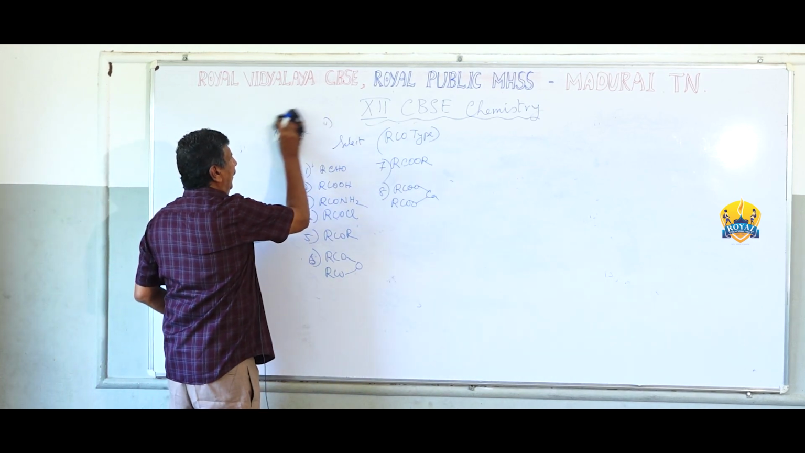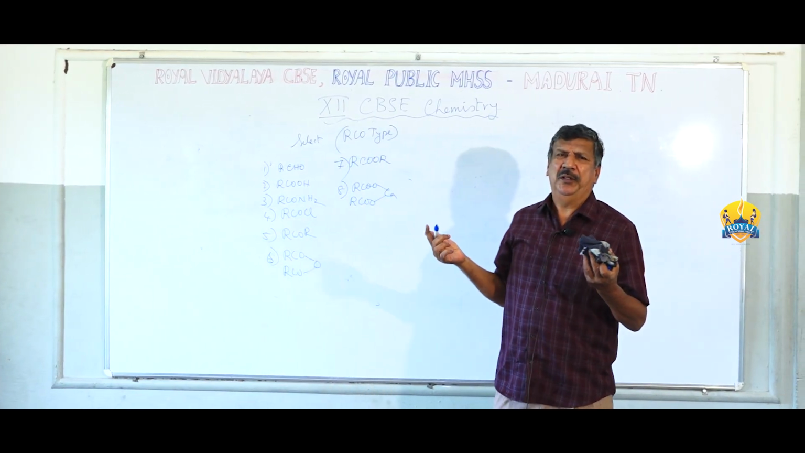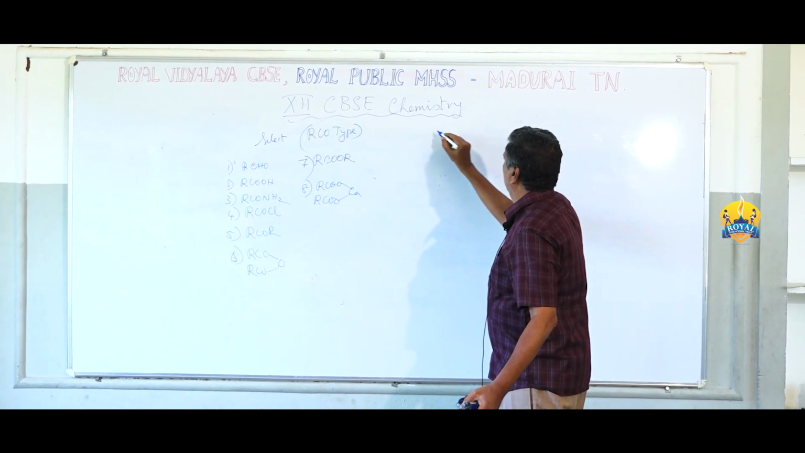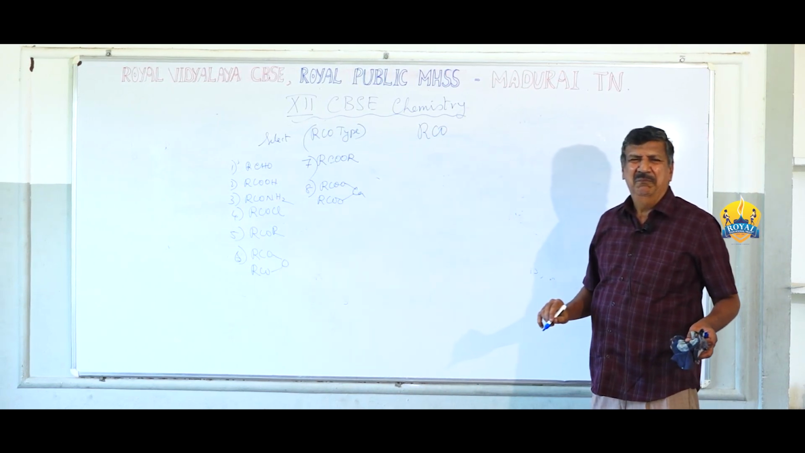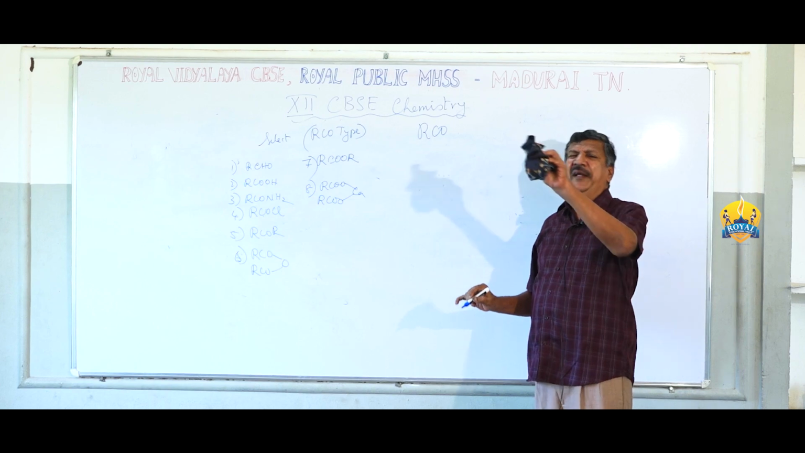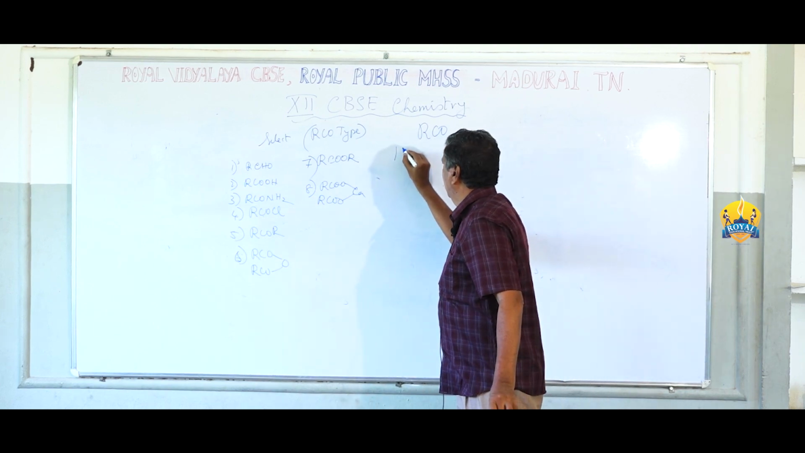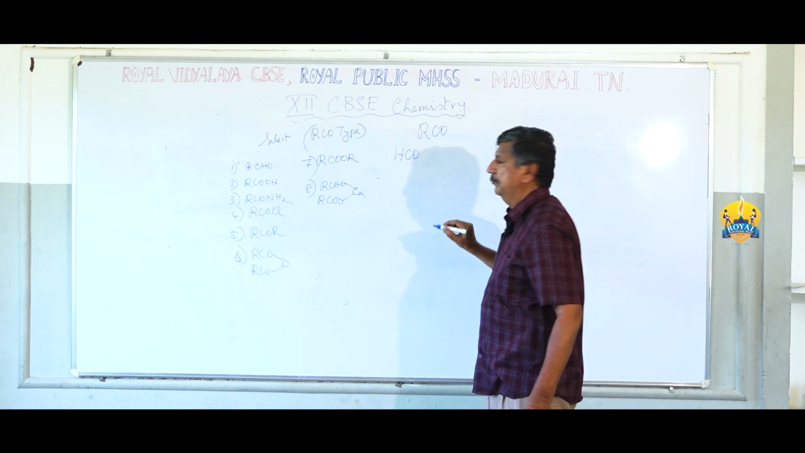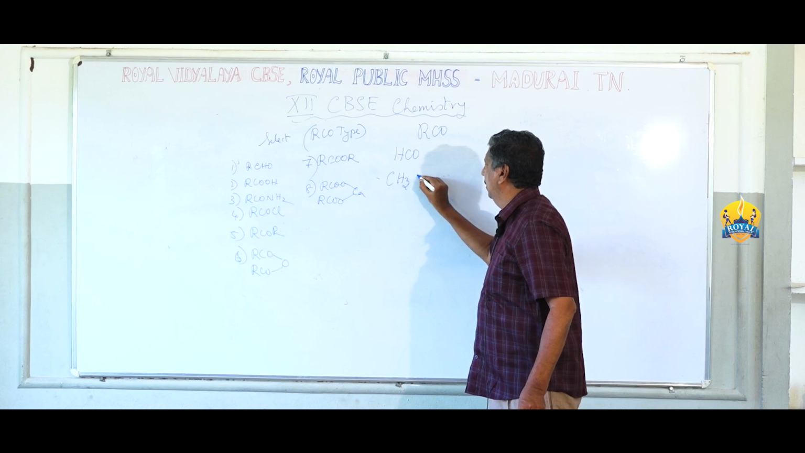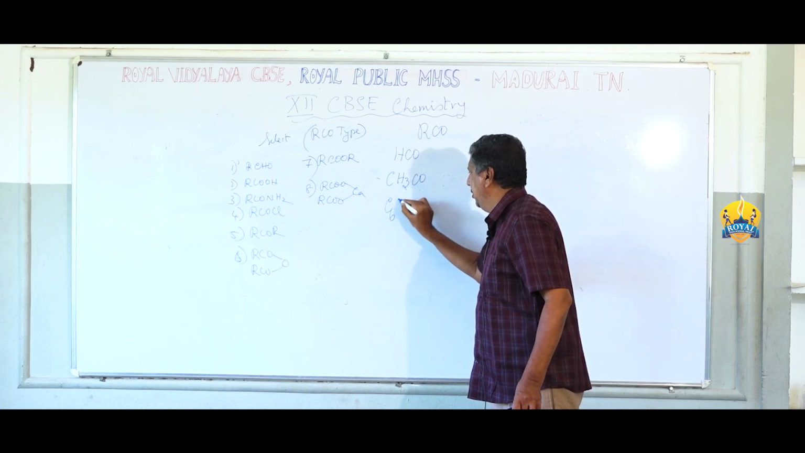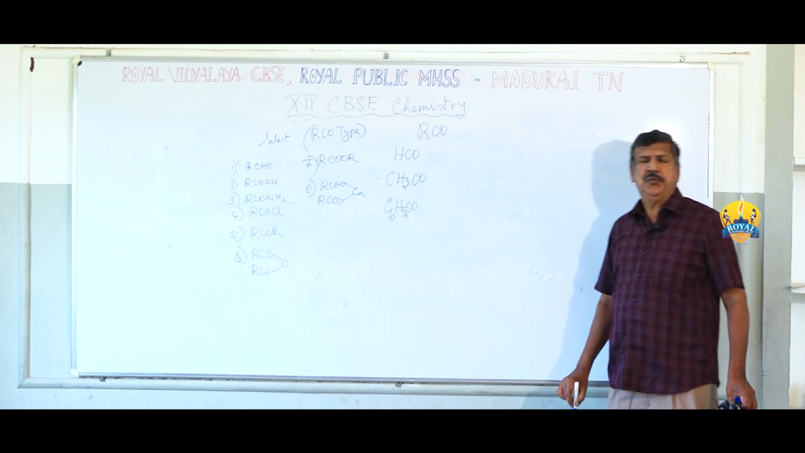Now, I am going to tell you something very important. The RCO category mainly falls into 3 types. Mainly 3 types. One, this one. Secondly, this one. Thirdly, this one. You see, this one.